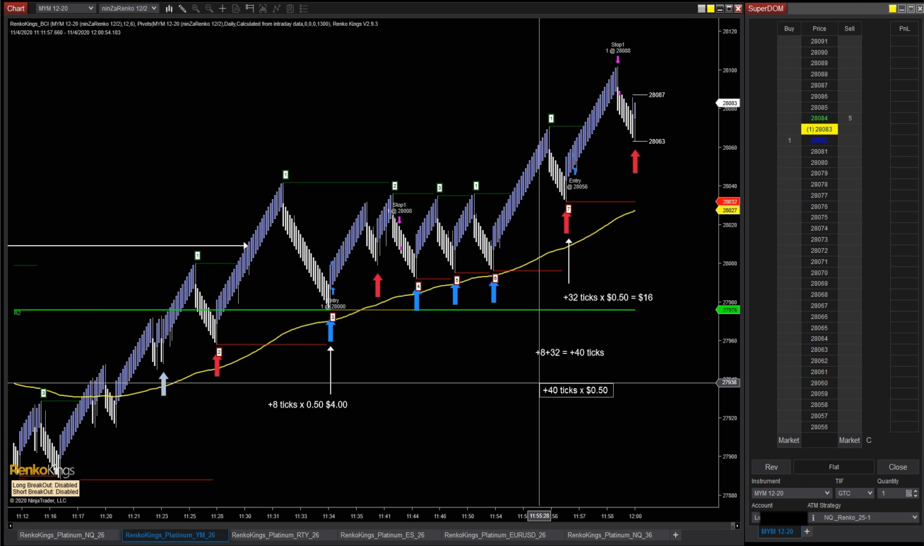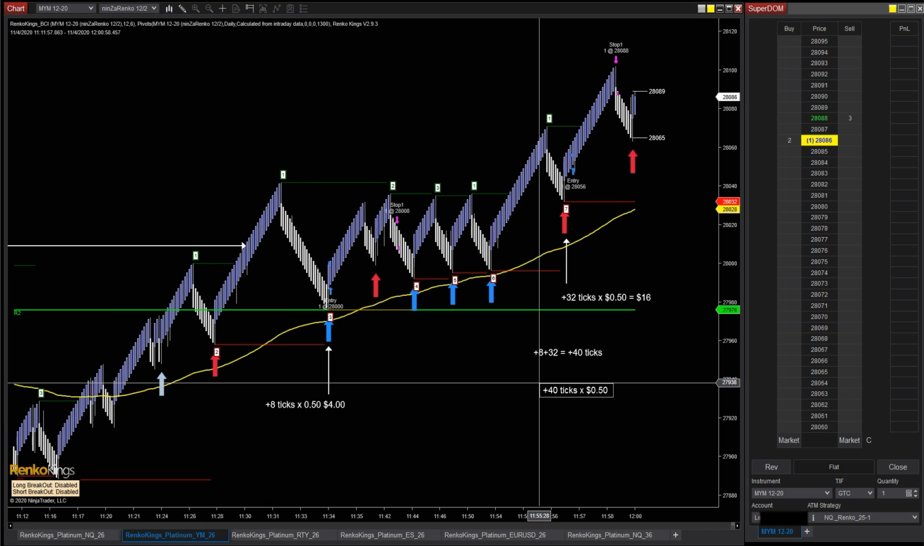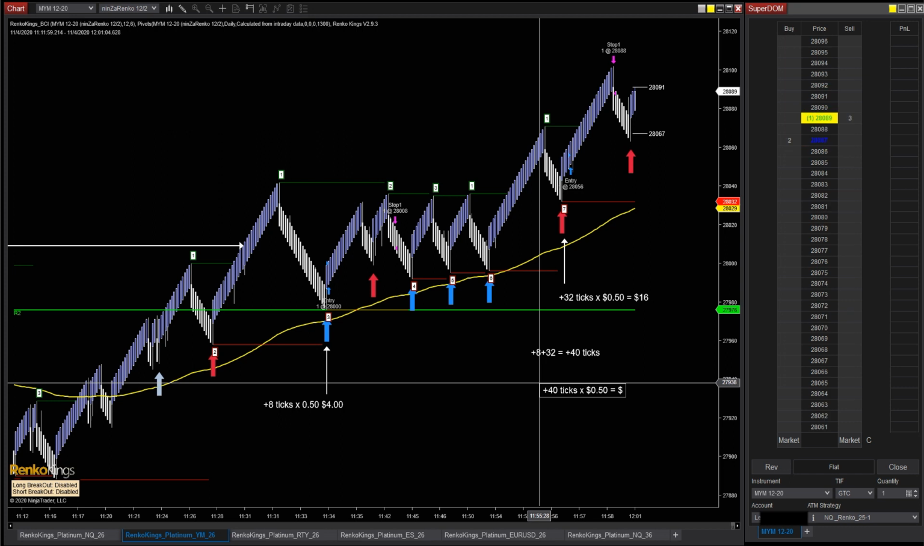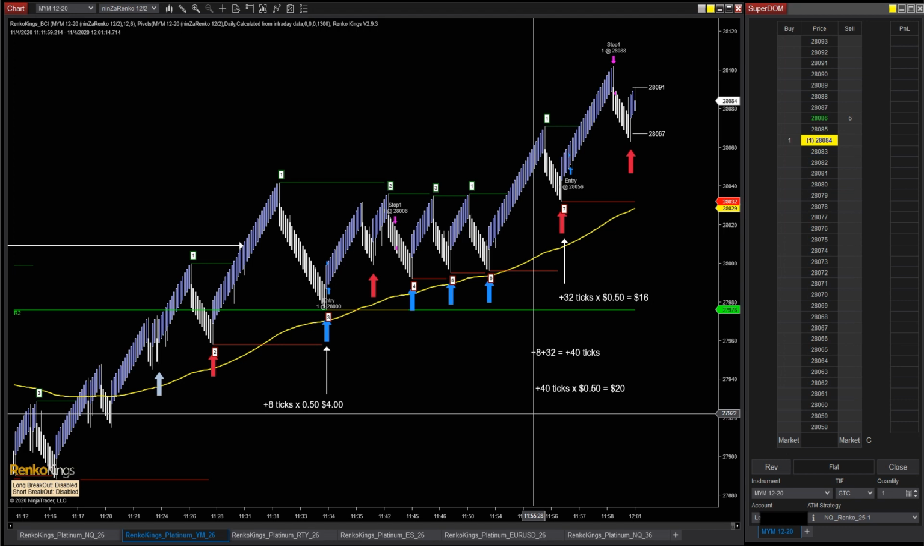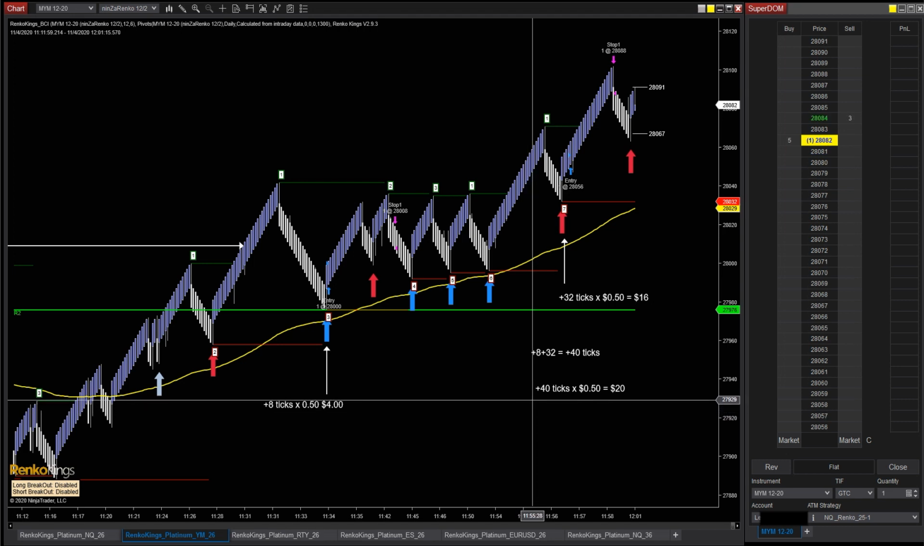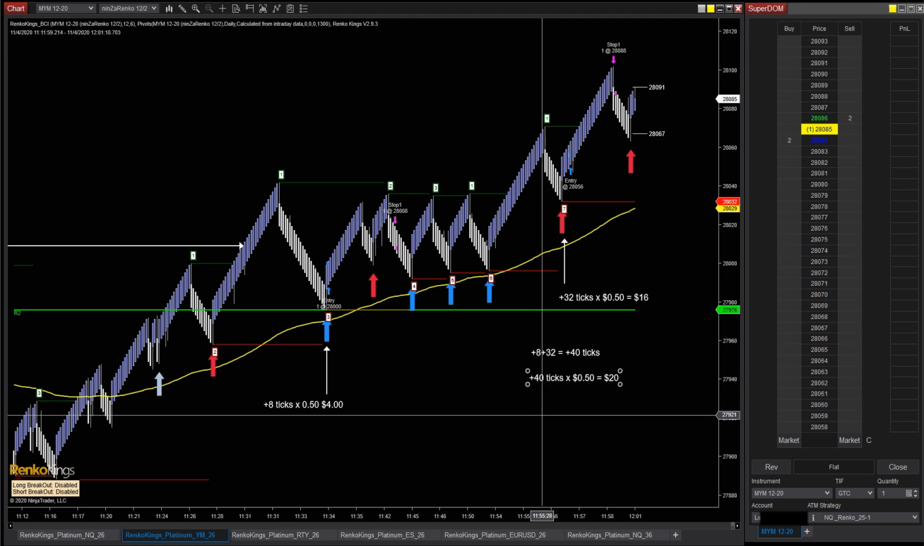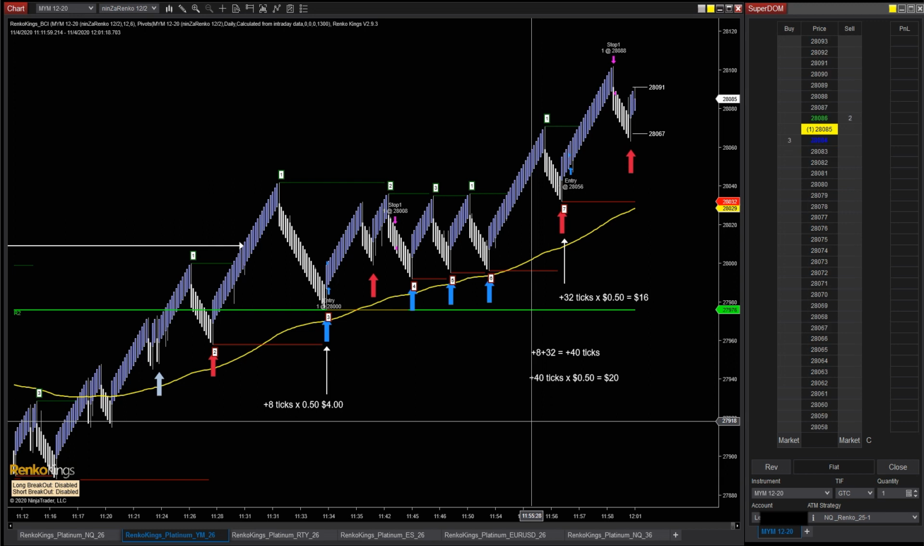So the micro YM is worth 50 cents a tick. 40 ticks, so that's $20. If we were trading the YM, that would be $200. Still respectable for the day.